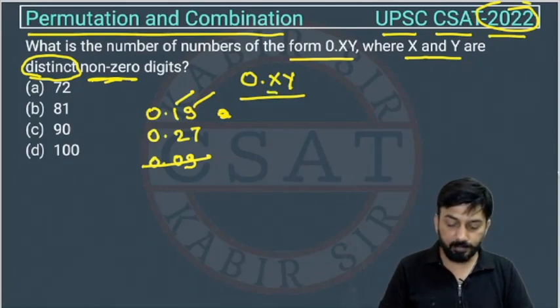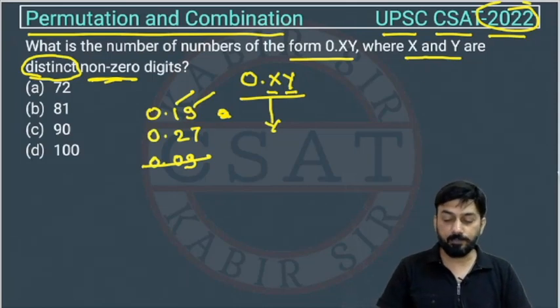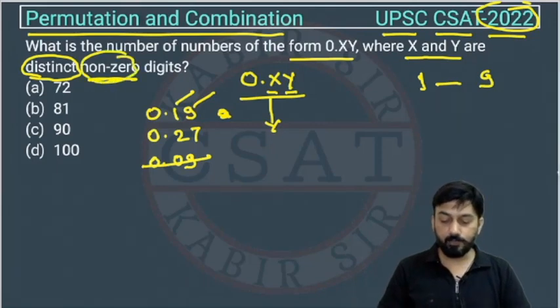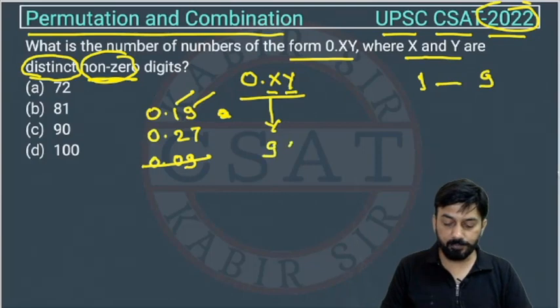So there are two places, x and y. So in x, how many digits can come? We have digits from 1 to 9. 0 we cannot consider, right? Because this is a non-zero digit, this is given. Okay, so out of 9 any digit can come, right? So the possibilities are 9, right?